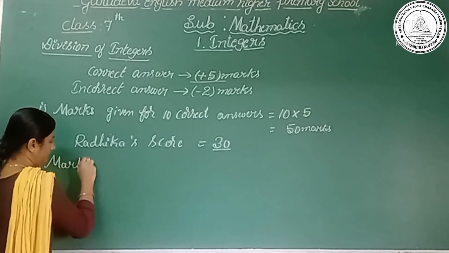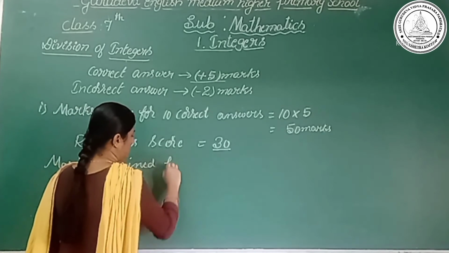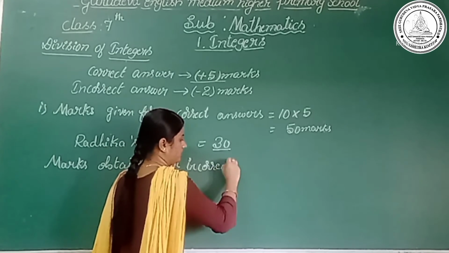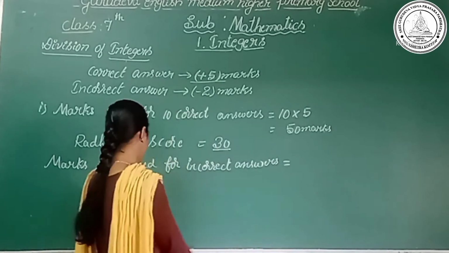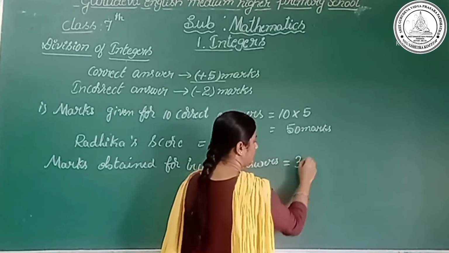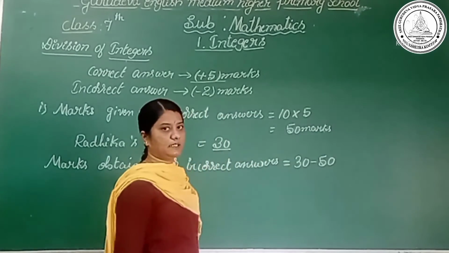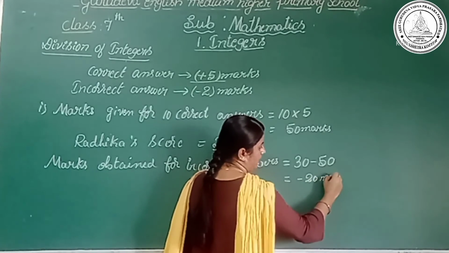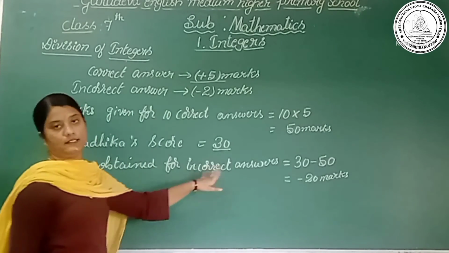Marks obtained for incorrect answers is equal to how much? That is 30 minus 50. In the total marks, we want to subtract the marks for correct answers. That is 30 minus 50 is minus 20 marks. So she got minus 20 marks for the incorrect answers.